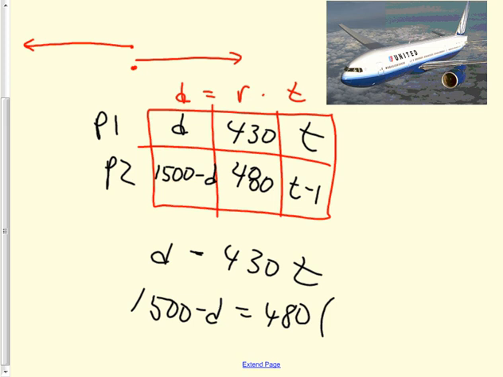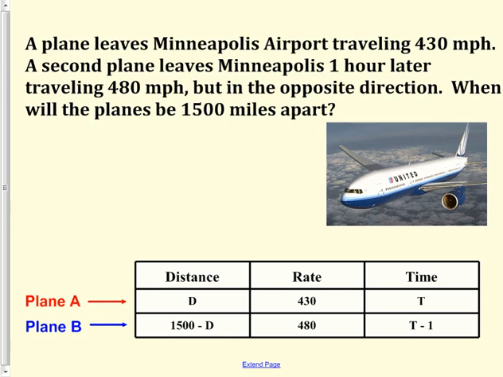The only thing I might remind you about is that T minus 1 would be in parentheses. So if you just said 480T and then minus 1, that'd be wrong. It's got to be 480 times the T and 480 times the negative 1. Got to distribute that out. Okay, let's move on to the next kind of problem.